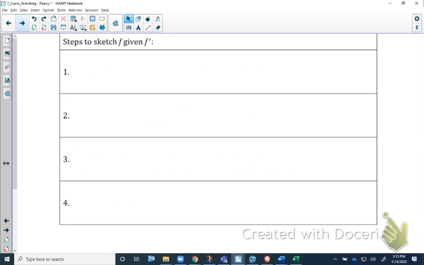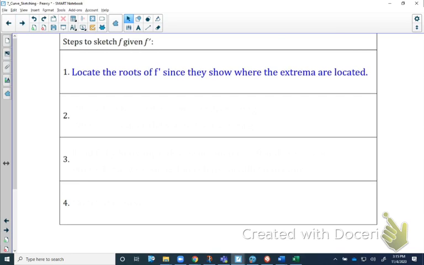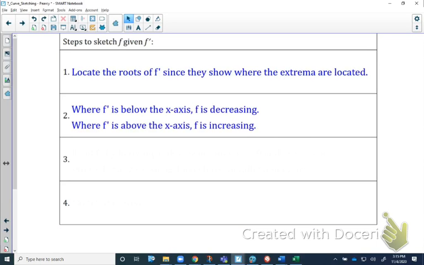Are they giving you the function, or are they giving you the derivative? Usually they try to give you the derivative and then ask you something about the function based on what you know the derivative and its primary function are supposed to do. So here we want to identify any critical numbers of the derivative, because that's where you're going to have mins and maxes. We want to identify where the function is increasing or decreasing based on whether the derivative is above or below the x-axis, meaning it's either positive or negative.